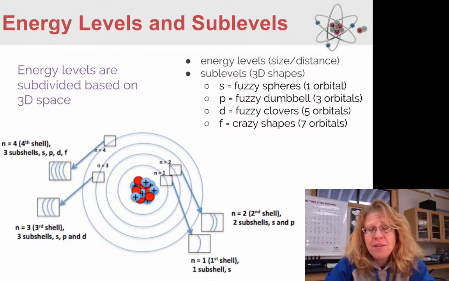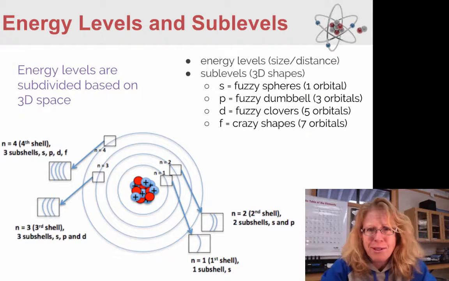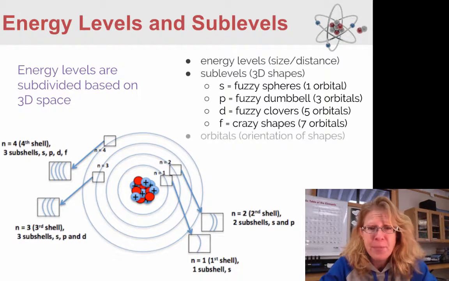And then the Fs are just insane in terms of their shapes. There's a whole bunch of different shapes for them. Fuzzy daisies with spikes and some other crazy stuff, things with donuts and all weirdness. So don't stress about them too much, but these are the different shapes that these things can be arranged into.